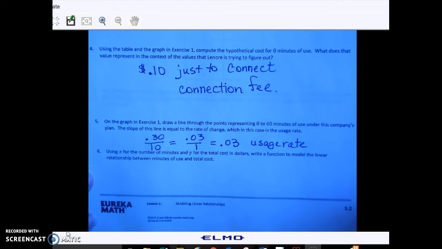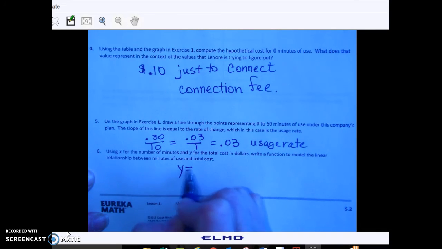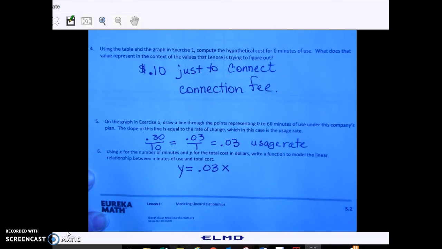And then finally, question 6 wants us to write an equation for this. So y equals our slope, which is our usage rate, times x, plus our y-intercept, which is our connection fee. So there's our equation for this problem.